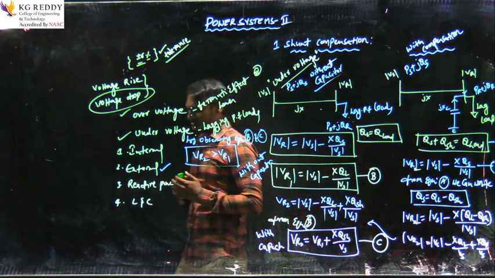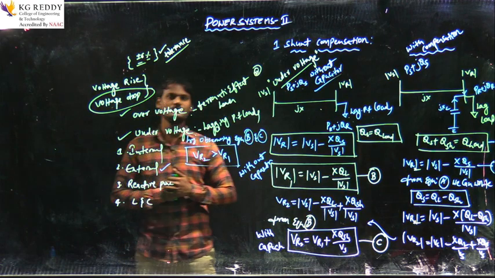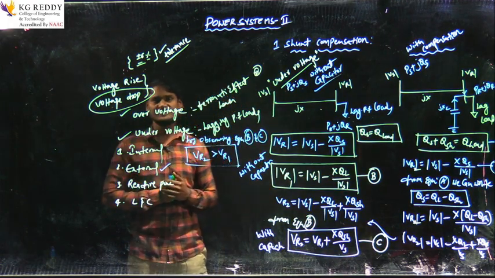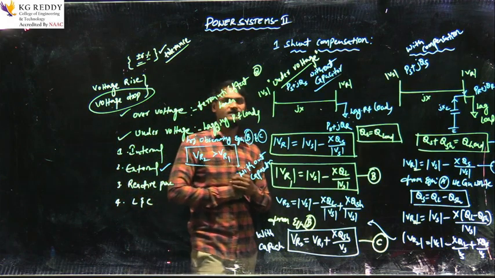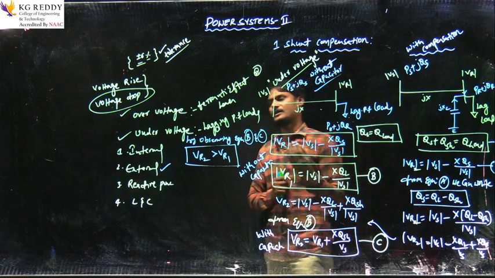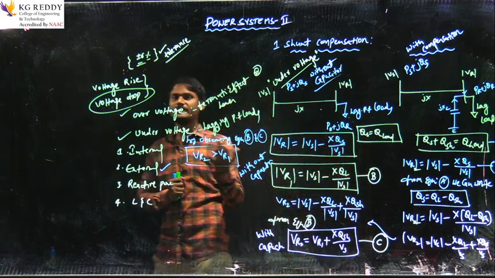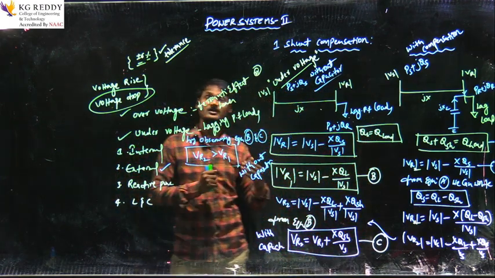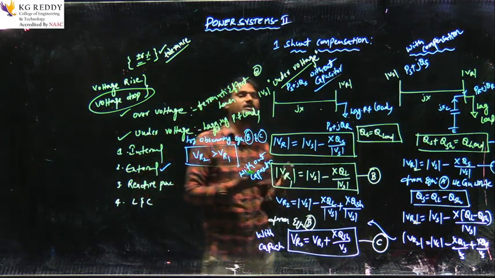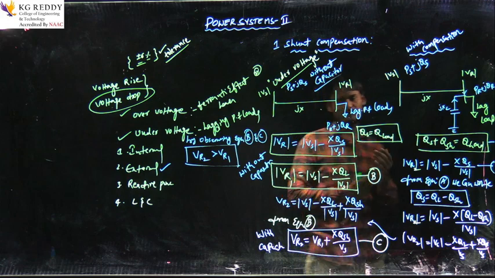So let me ask you one question, guys. Always we are saying voltage control techniques, voltage compensation. Why are we not calling them current control techniques? Why are we not focusing on current controlling techniques? Why are we always focusing on voltage controlling techniques? Please give me an answer.